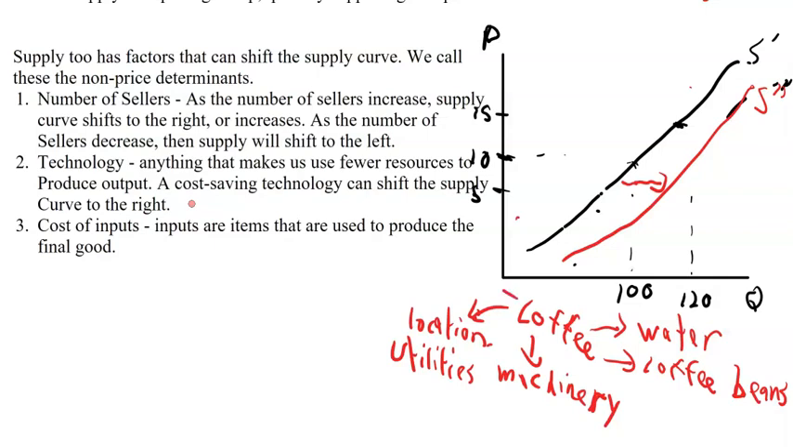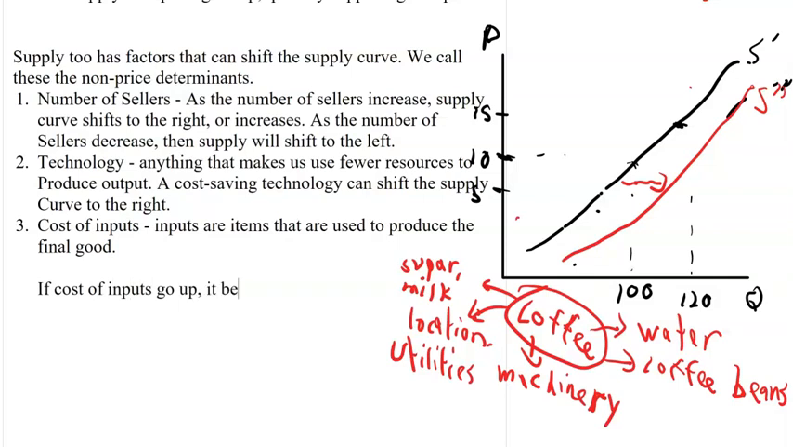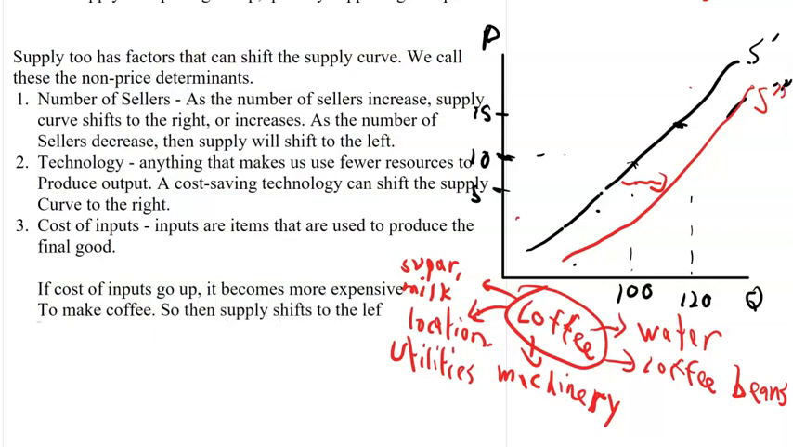I need other products like sugar, milk, and many others, like containers or lids for the coffee mugs. I may buy porcelain cups, I may buy paper cups. All these things and many other things go into the production of coffee. All these are my inputs because they help me to make the final product, which is coffee. So if the cost of inputs goes up, it becomes more expensive to make coffee, so then supply shifts to the left.